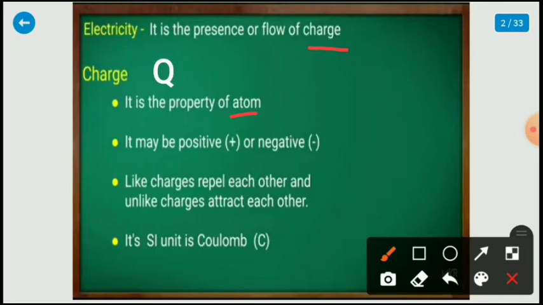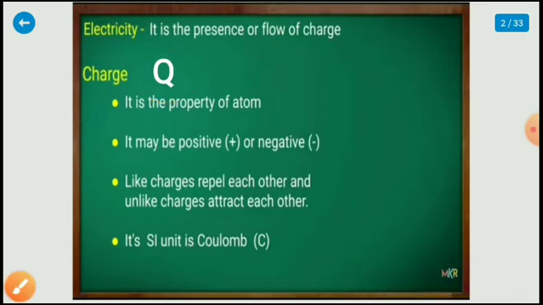Next, charge may be positive or negative. Like charges repel each other and unlike charges attract each other. Like charge means similar charges repel each other, and unlike charges, or dissimilar charges, attract each other. Its SI unit is coulomb. The symbol of charge is Q.